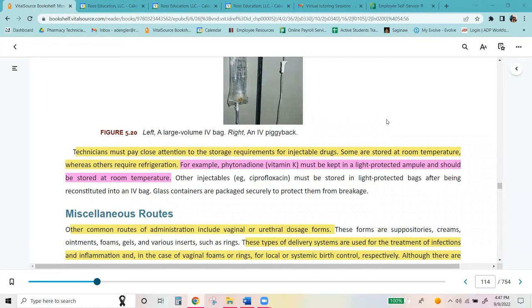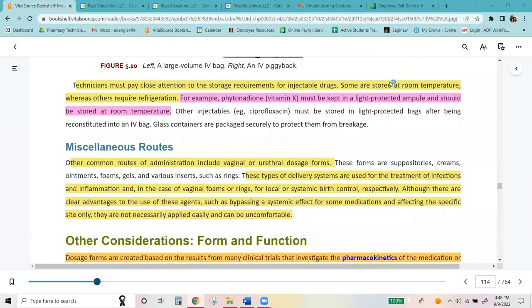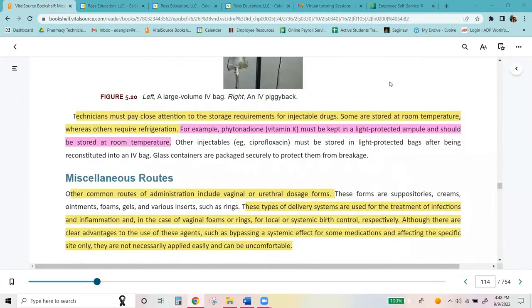Technicians must pay close attention to the storage requirements for injectable drugs. Some are stored at room temp, whereas others are required to be in the fridge. For example, vitamin K must be kept in a light protected ampule and should be stored at room temperature. Other injectables like ciprofloxacin must be stored in light protected bags after being reconstituted into an IV bag.